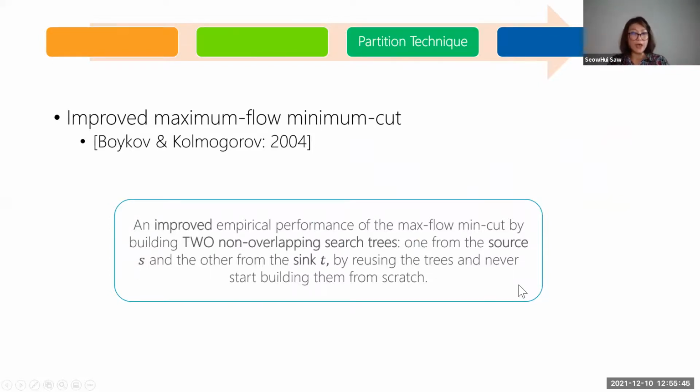In this process, I am using the improved maximum flow and minimum cut algorithm presented by Boykov and Kolmogorov. These are the definitions of max flow and min cut. They improved the empirical performance by building two non-overlapping search trees, one from the source and the other from the sink.